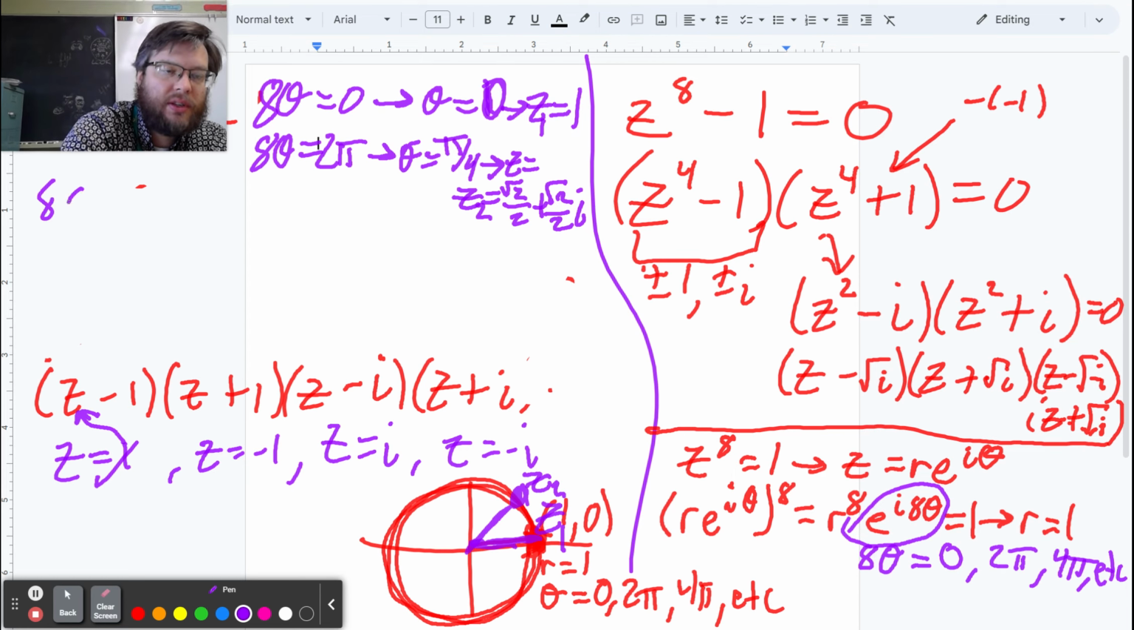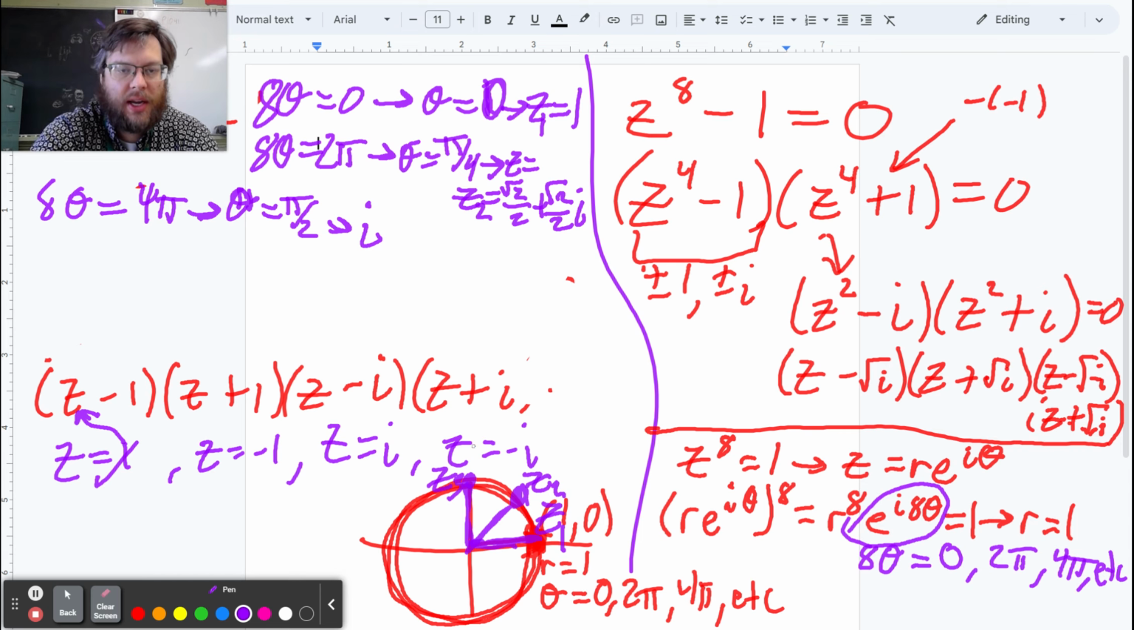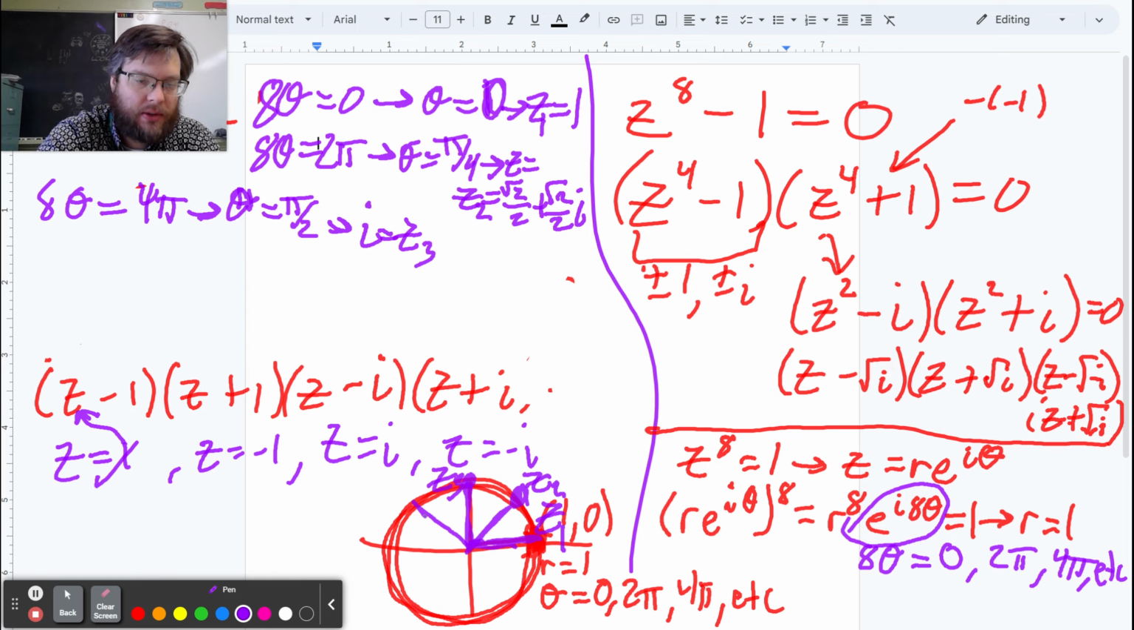The third z value is when your theta is equal to 4 pi, dividing by 8 means theta is pi over 2. A pi over 2 angle is due north, and so that's i. This right here is your z3. So I hope you can see how, as we continue along, each of our values is going to rotate by 2 pi over 8, in other words, by pi over 4. So there's z4.